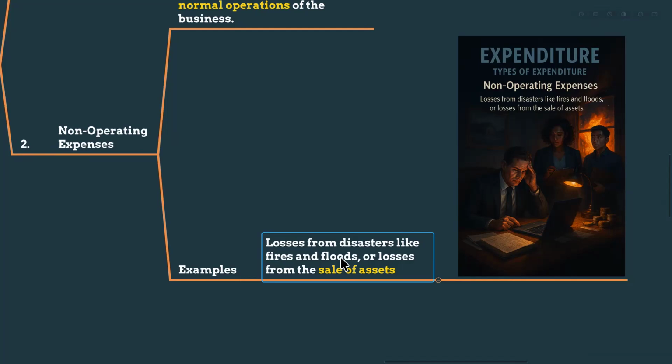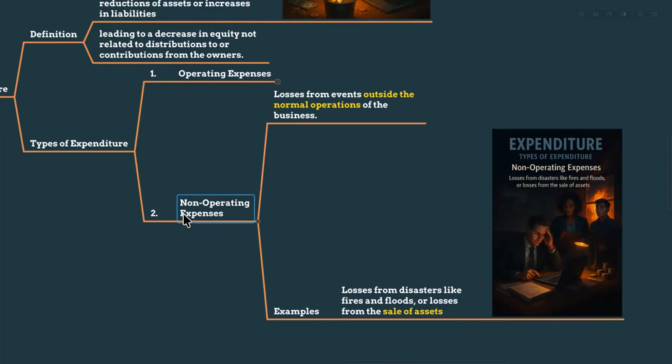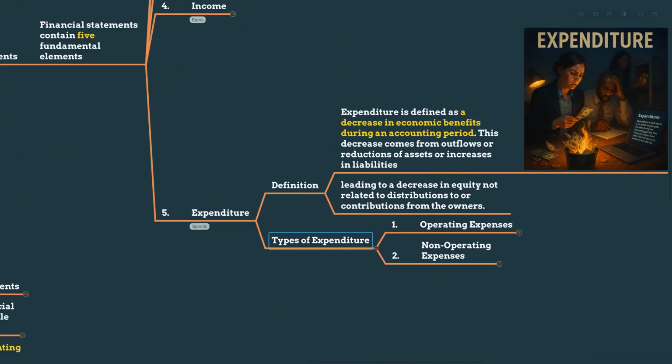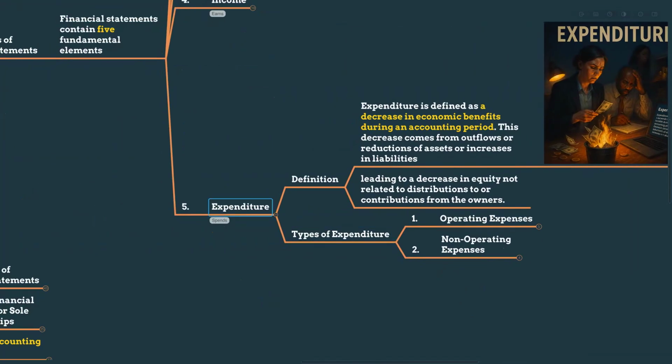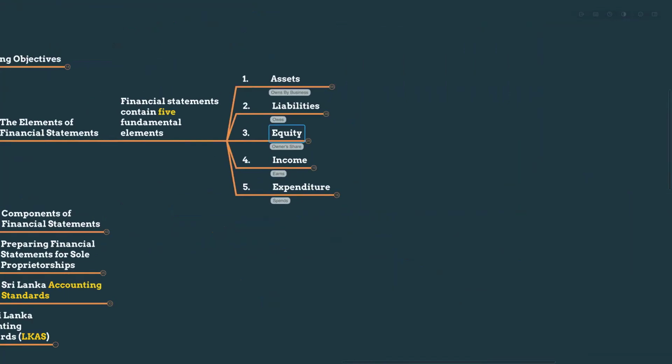Let's say, for example, about floods. Let's say your warehouse was damaged. You lost inventory worth 2 million. It's a non-operating expense. Let's say you sold your old office furniture. You bought it for 100,000. Now you are selling for 30,000 only. The 70,000 loss is a non-operating expense. It's not an operating expense. So you must understand the classification of operating expenses and non-operating expenses.